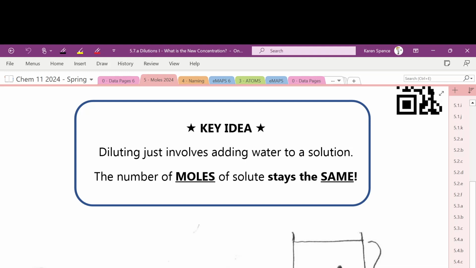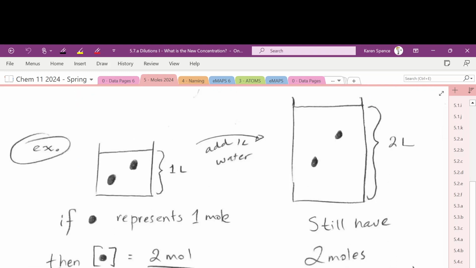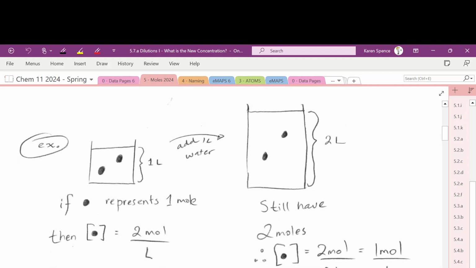So what's the concentration of this solution? 2 moles in 1 liter is 2 moles per liter. Now, what if I add 1 more liter of water? I have diluted that, yes? Now I have 2 moles in 2 liters, which is 1 mole per liter. But did the number of moles change? The key idea of dilution is that the number of moles before the dilution and after the dilution stays the same, okay? So we've got a little picture of that here, and you can see it's written up there.